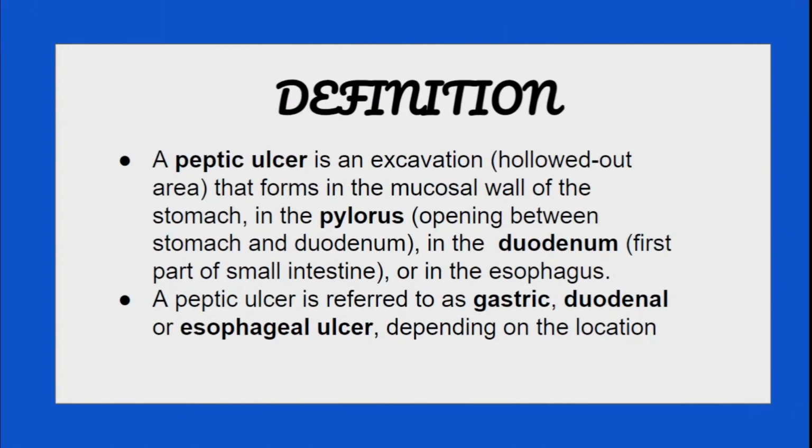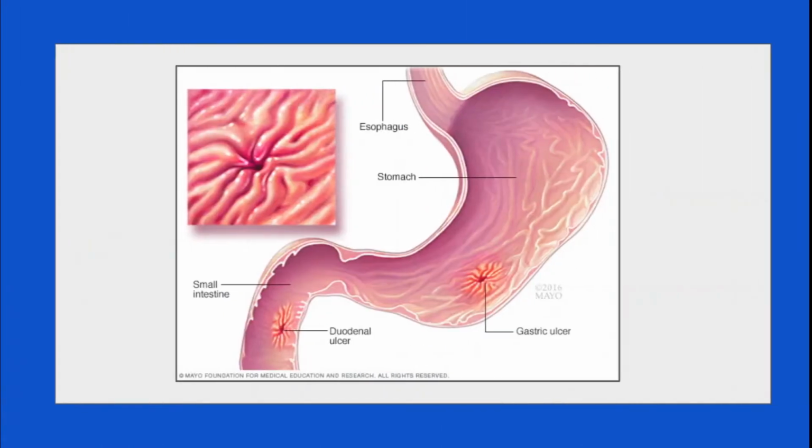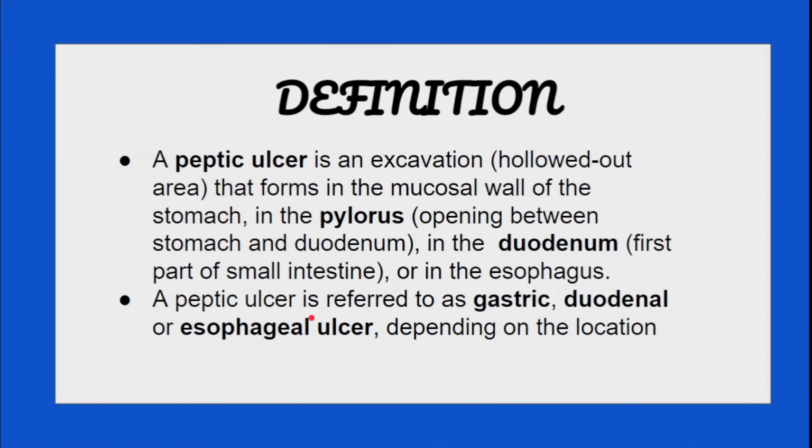So the definition of peptic ulcer: it is a hollowed out area. A peptic ulcer is an excavation. From this picture you can make out that this is the hollowed out area. This hollowed out area can be in the stomach, in the duodenum, or in your esophagus. If it is in the esophagus, we call it esophageal ulcer. When it is in the stomach, we call it gastric ulcer, and in the duodenum it is duodenal ulcer. So based on the location, peptic ulcer is classified into gastric, duodenal and esophageal ulcer.